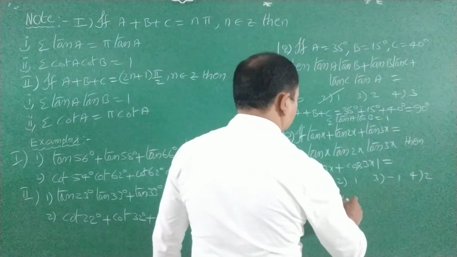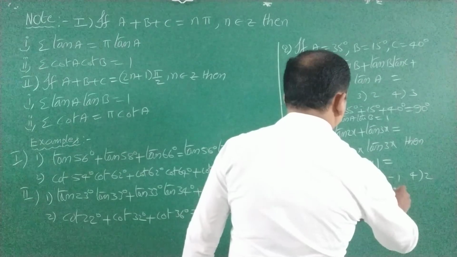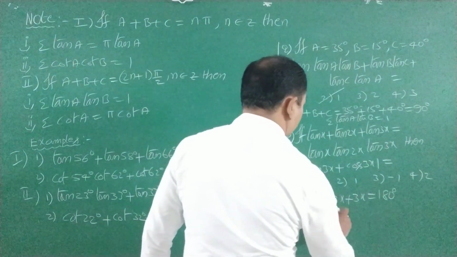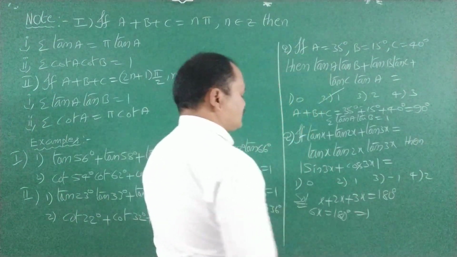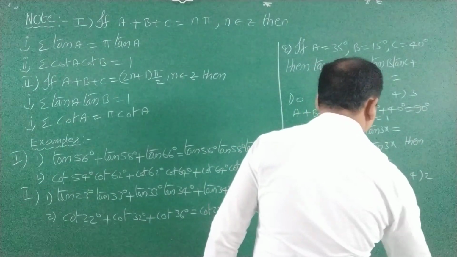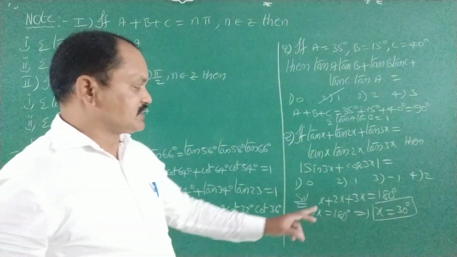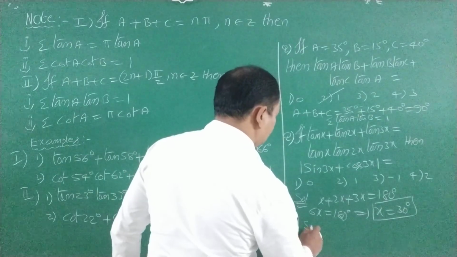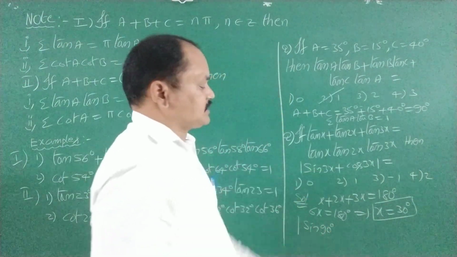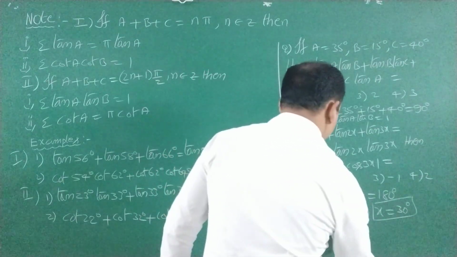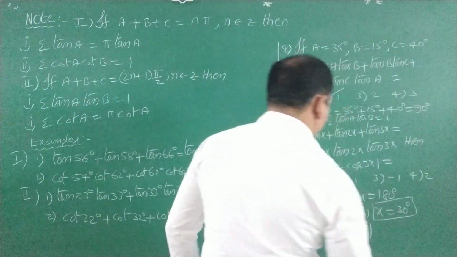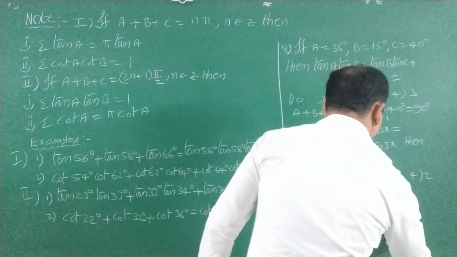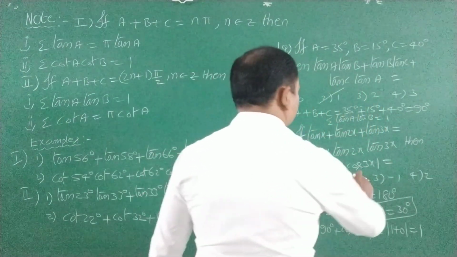x plus 2x plus 3x is equal to 180 degrees. That's why 6x is equal to 180 degrees. So x is equal to 30 degrees. Substitute in this one. Now sine 3 into 30, sine 90. Cos 3 into 30, cos 90. That's all. Now, sin 90 is 1, cos 90 is 0. That's why mod 1 plus 0, the answer is 1. That is also the second answer.